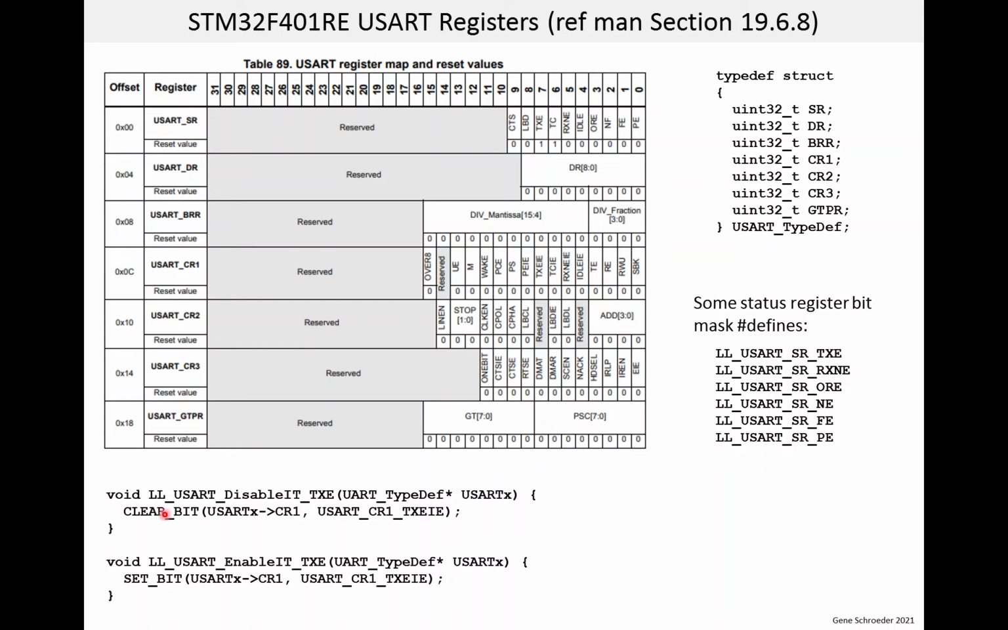And also I have some code down here which are some functions provided by LL to operate on registers, and these are specifically to disable or enable the interrupt that goes active when the UART is ready to transmit another character. And so you can see what these functions do is either clear or set a bit in CR1, which is control register 1, which is right up here.